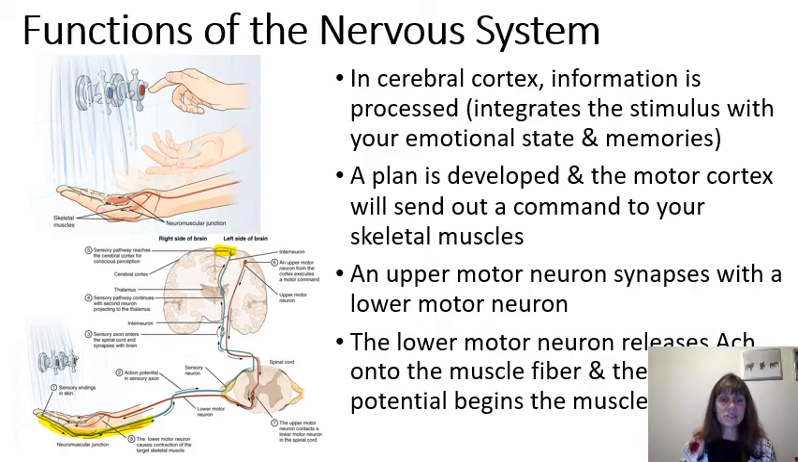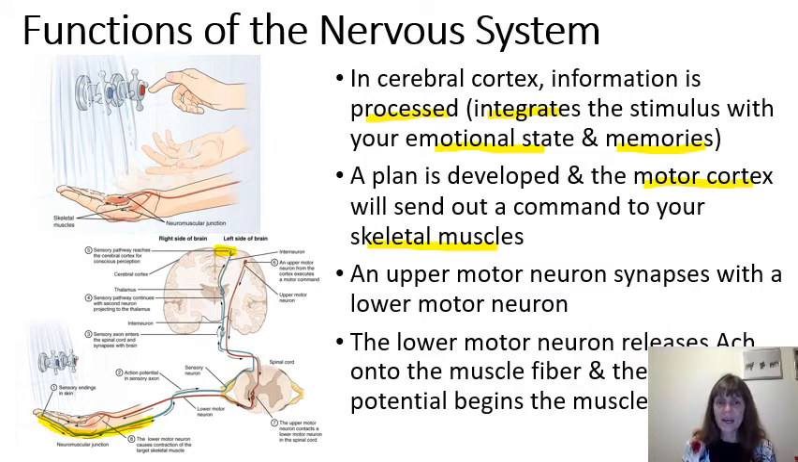So far, we have sensory, afferent, ascending, going upward, information that goes all the way up to the cerebral cortex. Once the information reaches the cerebral cortex, it is going to be processed and integrated with a person's emotional state as well as memories. From that point, a plan is developed and the motor cortex will send out a command to skeletal muscles.